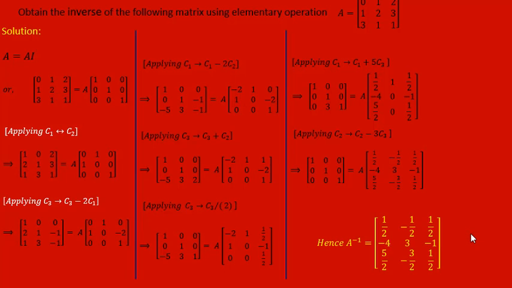I recommend that in your textbook there are a lot of problems involving these elementary operations. Please solve at least 4 to 5 problems so that you are comfortable with solving these kinds of problems. In this class we have seen the inverse and how we can find the inverse of a matrix. In the next class we will see some theorems and any miscellaneous items remaining in this particular chapter. Okay. So thank you.